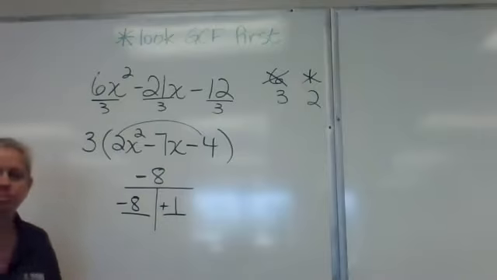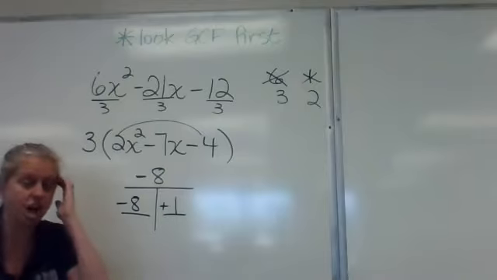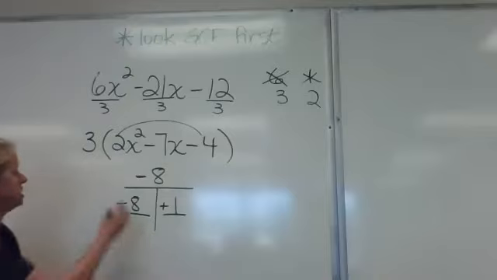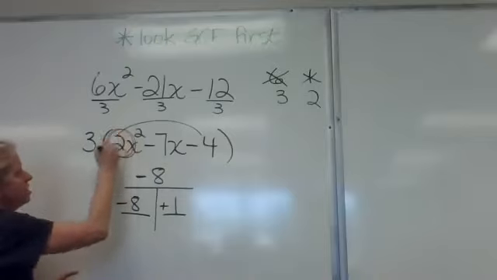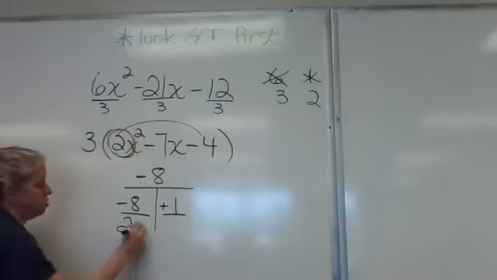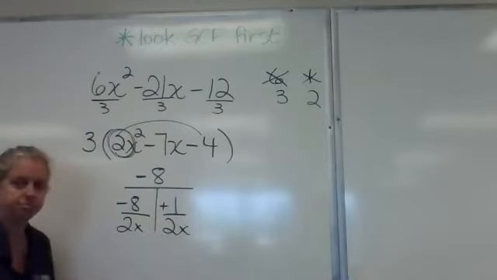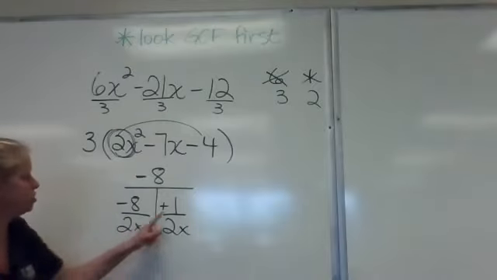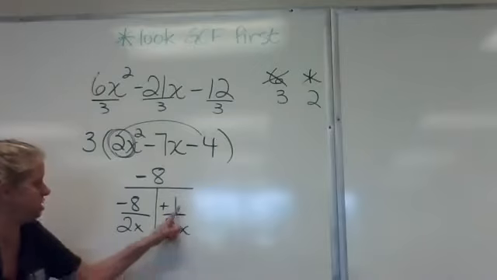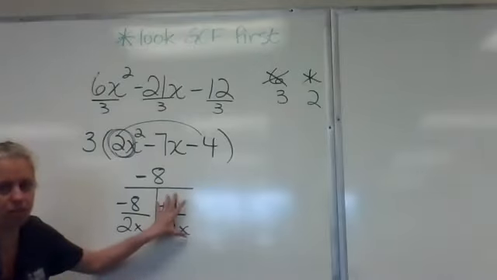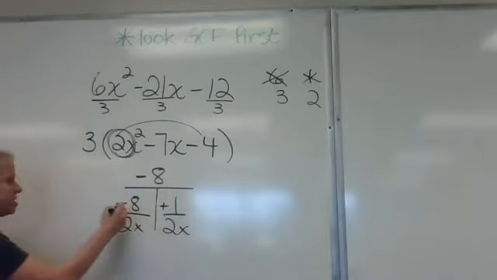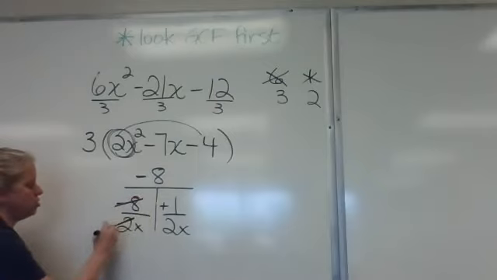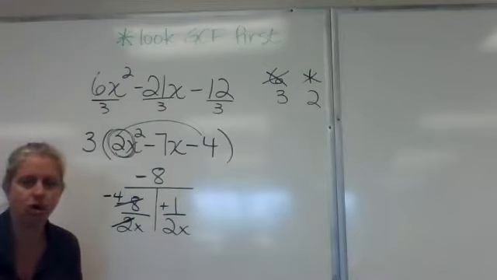Now, with those numbers, I'm going to create 2 fractions. The denominator of both of the fractions is going to be whatever this is right here. So in this case, it's a 2x. After you put the 2x under there, you're going to reduce the fractions that reduce. Let's see, 1/2 doesn't reduce, so I'm going to leave that one alone. But what does negative 8 over 2 reduce to? It reduces to negative 4.